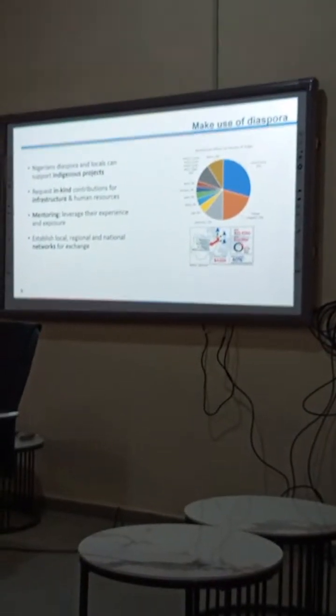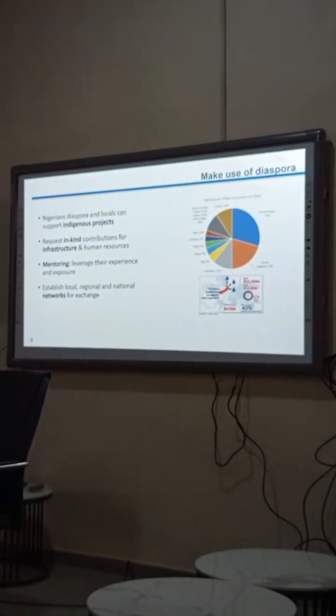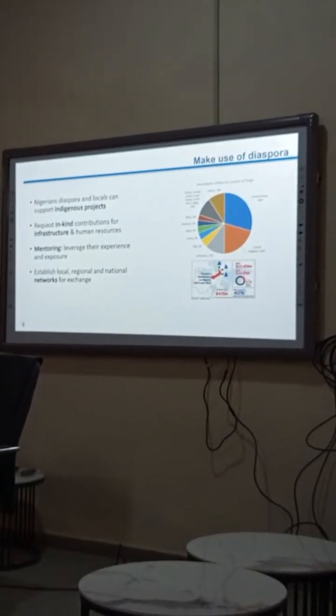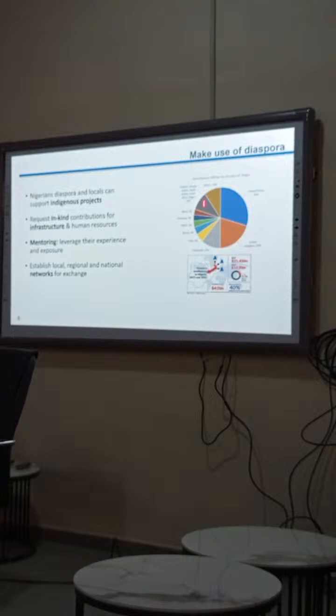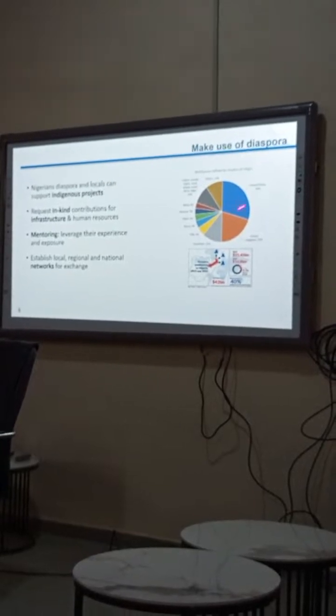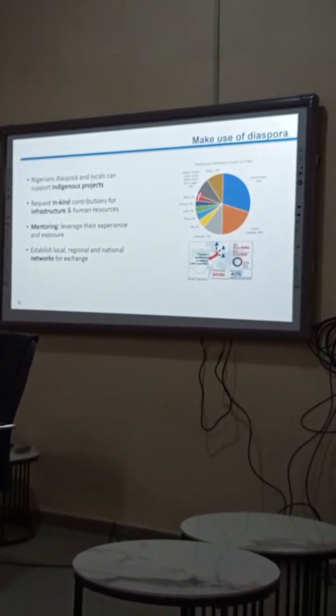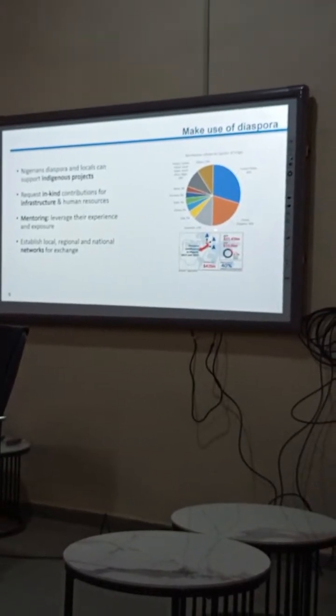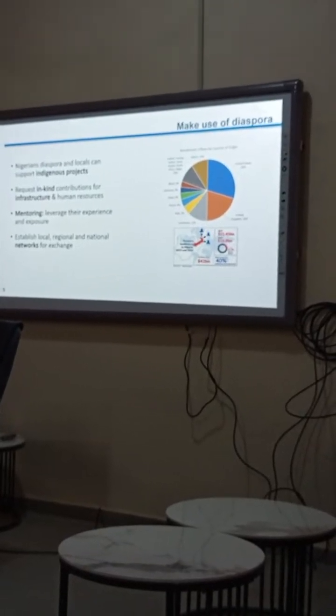So, make use of the diaspora. Here I have a small statistic of the amount of money that comes into Nigeria from the diaspora and the different countries where the money is sent from. So you can see Nigeria has a very big diaspora. And this is the amount of money that comes from the diaspora to Nigeria per year. That's 42 billion naira.